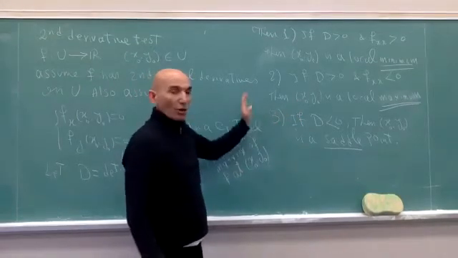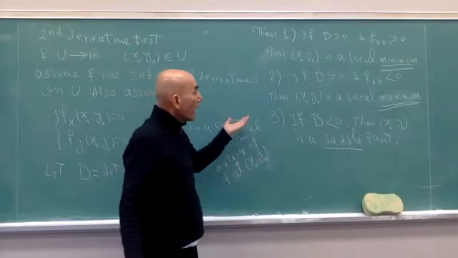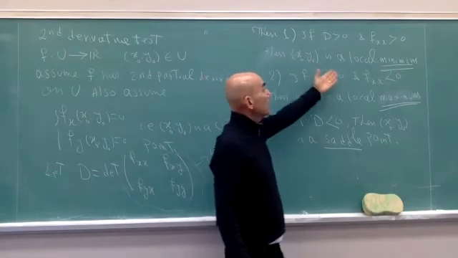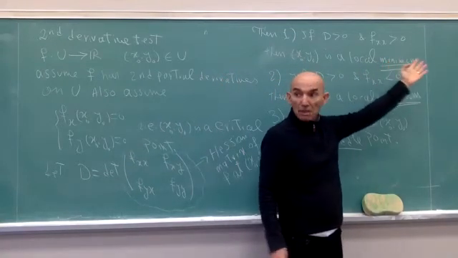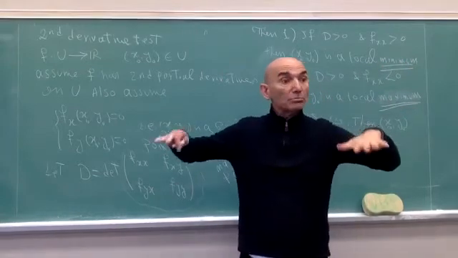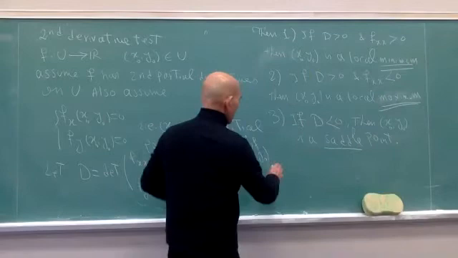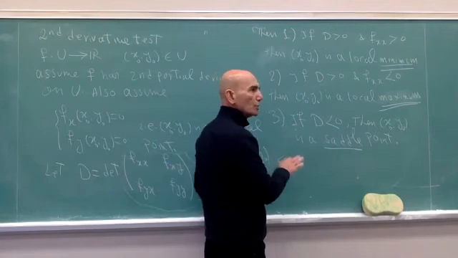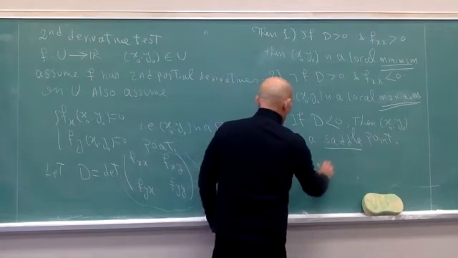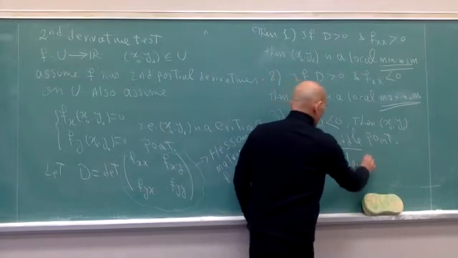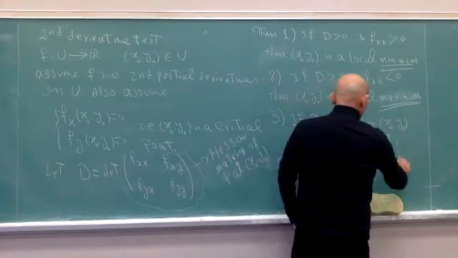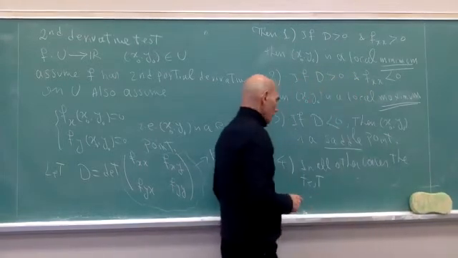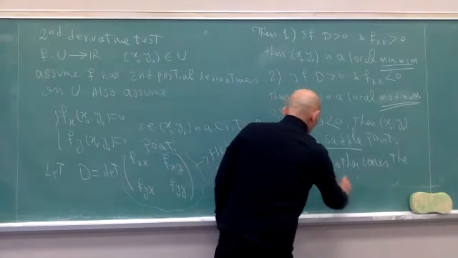But did we exhaust all cases? No. You can have, for example, the case D is equal to 0. And you can have the case D is positive, fxx, for example, is equal to 0. So there could be cases where these things are 0. And then there's a fourth case, which says that in all other cases, the test is inconclusive or not conclusive. Inconclusive.